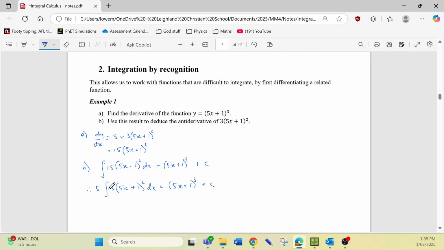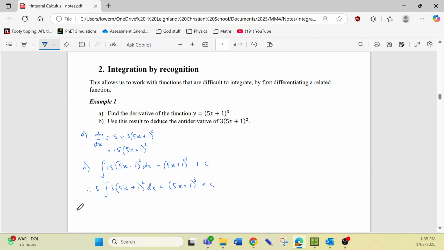Now, can everyone see how this really is the same? Because all we've done is change this 15 into 5 times 3 and removed that 5 outside, which we know is a property of integrals that we can do. We can take any constant term that's being multiplied by a function and take it to the outside of our integral. What we want to do now is get this part here on its own, because this is 5 times that. Well, we can divide both sides by 5.